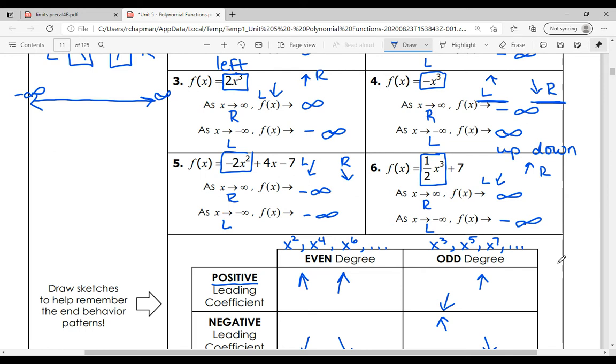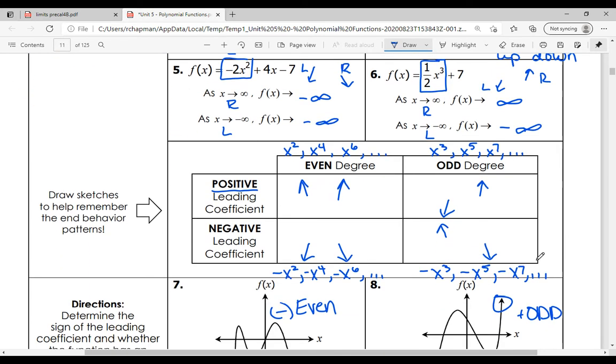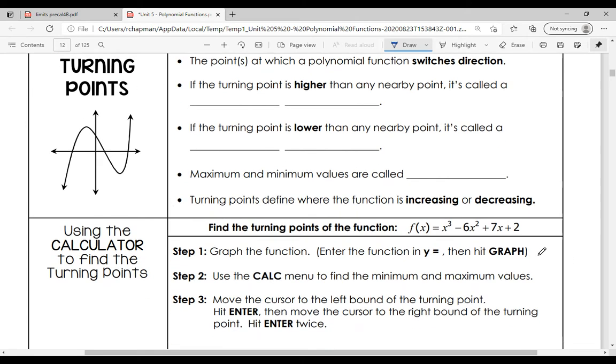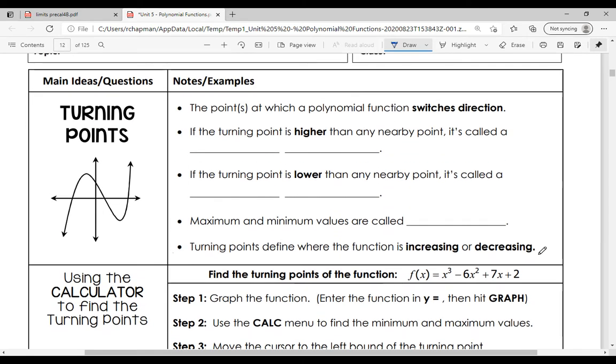Now, I know you think I'm crazy for doing this, but this is going to help us when we start to graph. And I don't know if we graph. I do believe we do graph today. I was thinking we didn't graph until tomorrow. All right, so what we're going to do here is talk about turning points. We now know what the ends of these graphs are going to do.